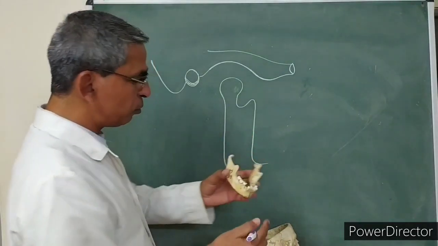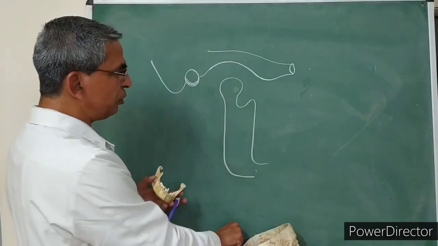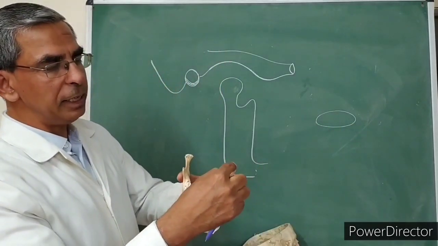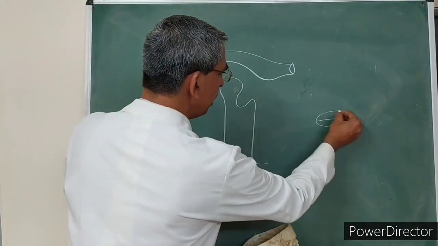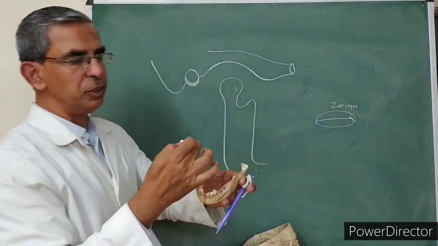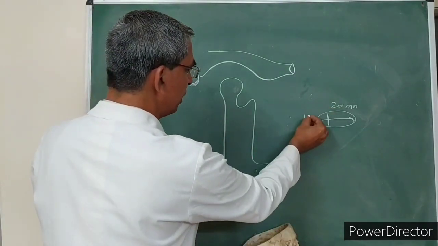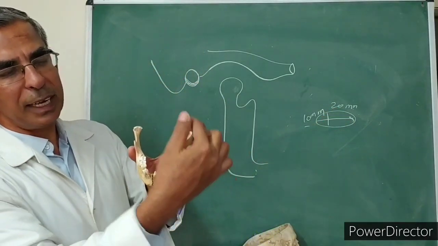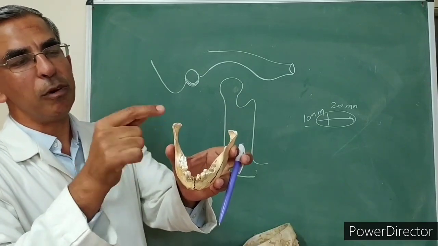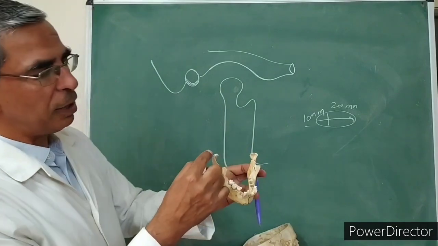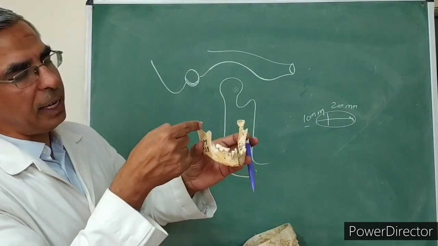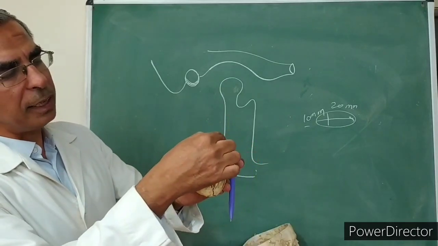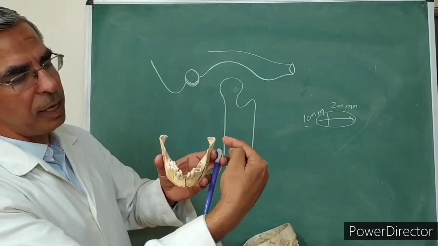Clear? Now look here, these two condyles of the mandible are elliptical in shape, like this. These condyles are 20 millimeters side to side, and anteroposteriorly it is about 10 millimeters. The convexity is maximum anteriorly, more than posteriorly. Both condyles are situated at right angles to the ramus of the mandible. The axis of both condyles is mediolateral, extending from the lateral to the medial side.